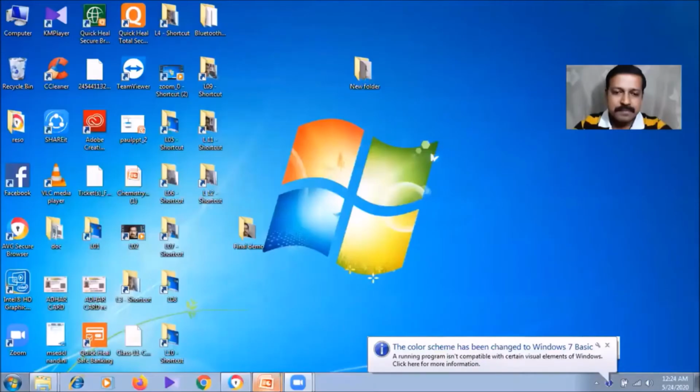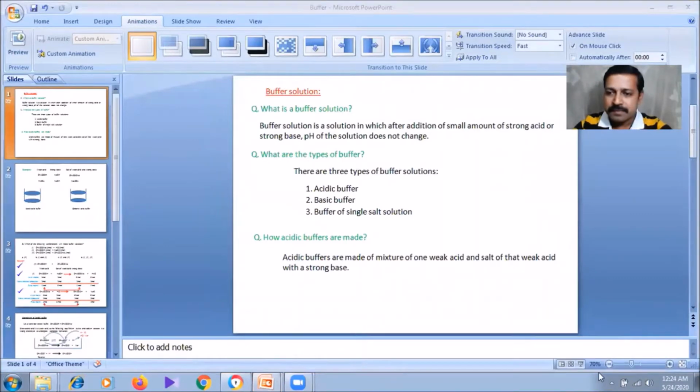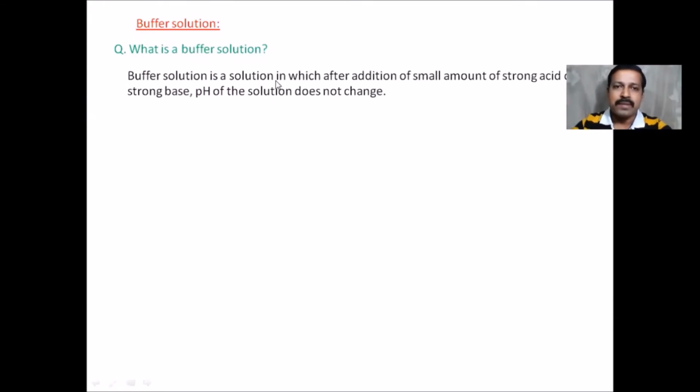Now, just to understand even more details, let me share my laptop screen. Here I'll share a few PowerPoint slides. You'll understand better. Here we go. Definition, we already got. A buffer solution is a solution in which after addition of a small amount of strong acid or base, the pH of the solution does not change.